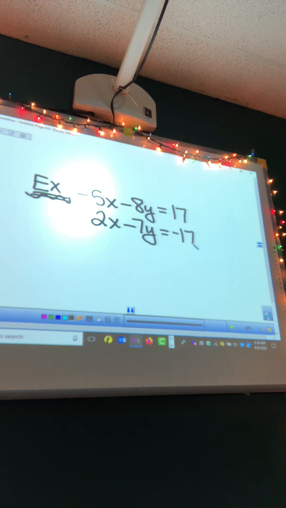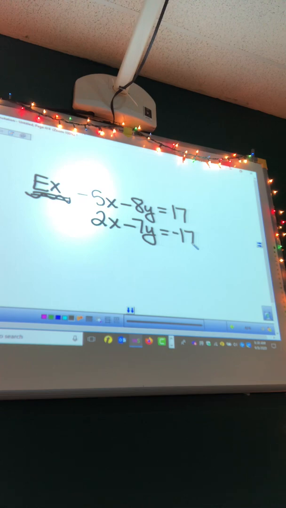Not set up for substitution. So if we think about elimination, it's not truly set up for elimination. So again, we have to think about what makes something be set up for elimination. The positive, negative, same number in front. So if I think about x's, what's a number that 5 and 2 both go into? 10. We could use a positive, negative 10x.